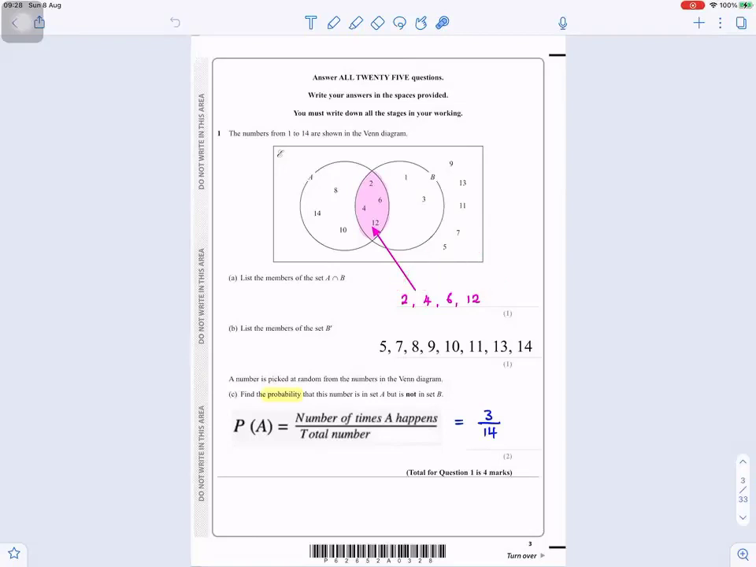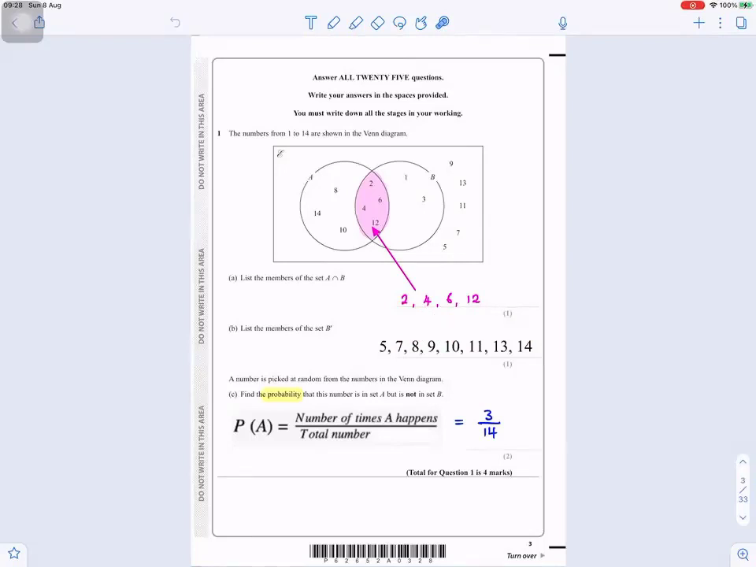Part B. List the members of the set B prime. All the numbers outside B. So it's 5, 7, 8, 9, 10, 11, 13, 14. Every number outside B.